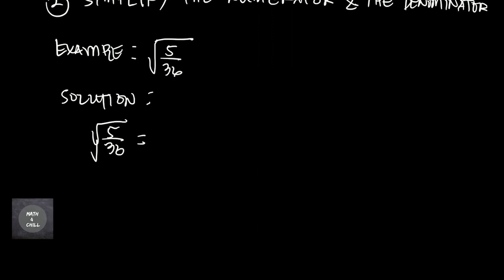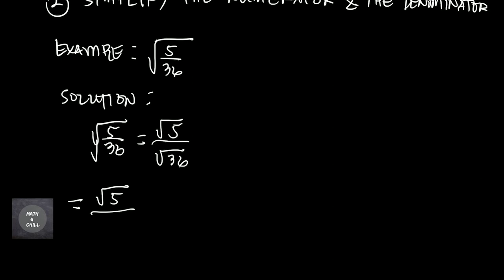based sa quotient rule, equal na siya sa the square root of 5 over the square root of 36. So, simplify na ito. Square root of 5, dili na siya ma-further simplify. Decimal na siya kung atong i-simplify further. So, ito na siya leave as it is, the square root of 5, over 36 is a perfect square.